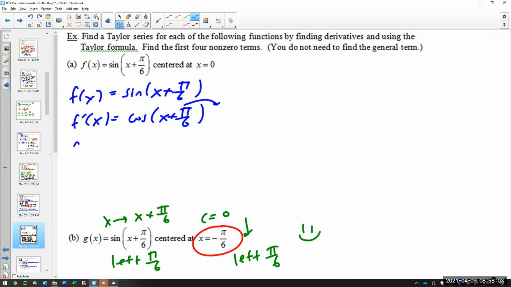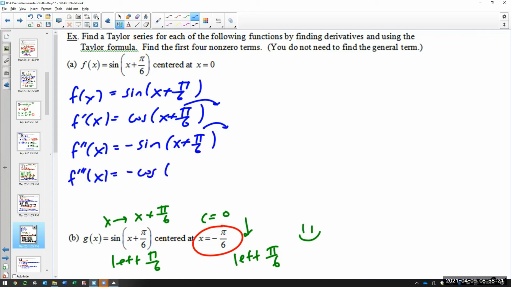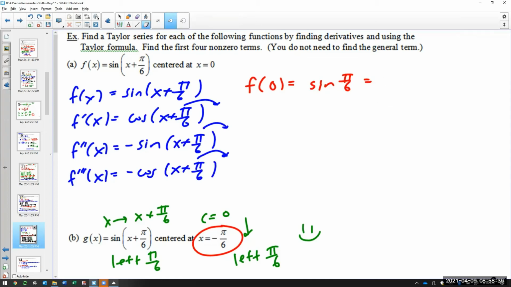Then you take the second derivative. The derivative of cosine is negative sine of u. You also have to take the derivative of the inside, but that's just 1, so I'm okay there. And then the third derivative is going to be negative cosine of x plus pi over 6, and I take the derivative of the inside, and that's just 1. Then on the right side, what do I plug in? 0. I plug in the center. So this is going to be sine of pi over 6, which I think is square root of 3 over 2? No, it's 1/2. Thank you.